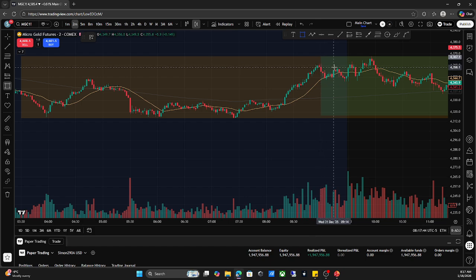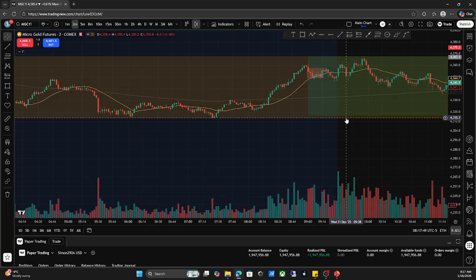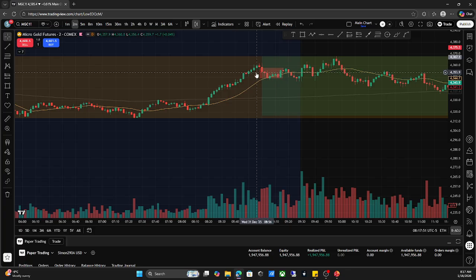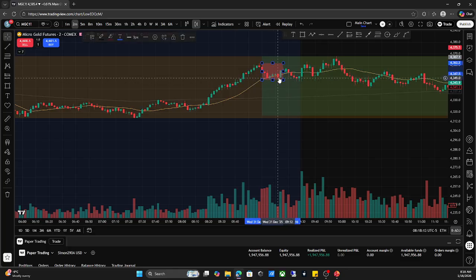Here, 15-minute ORB. Now we're going to mention this line again because it's in between both New York and London, so we're actually going to count this as our high. New York high, open, low, and then we extend.